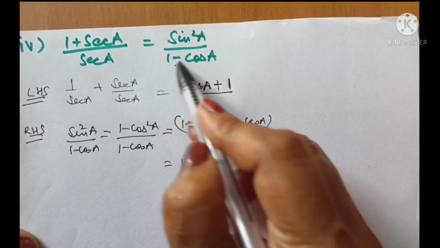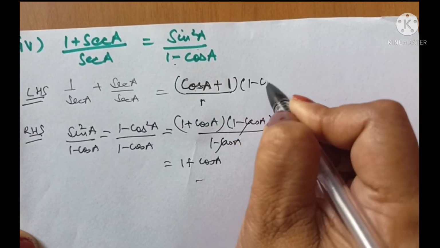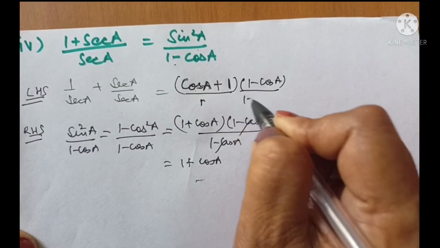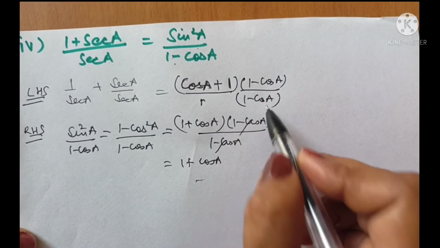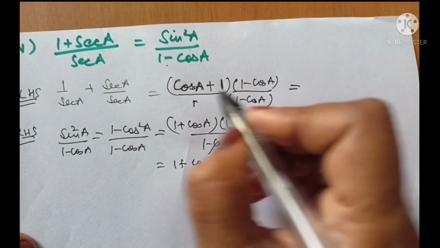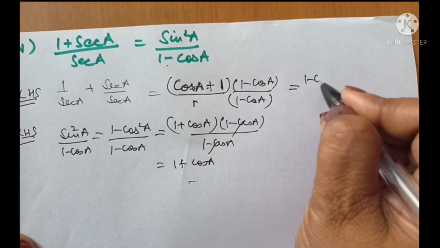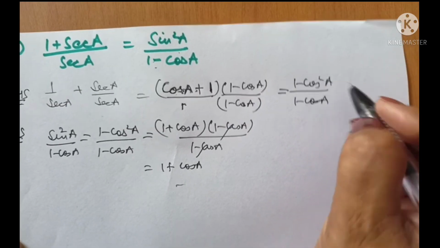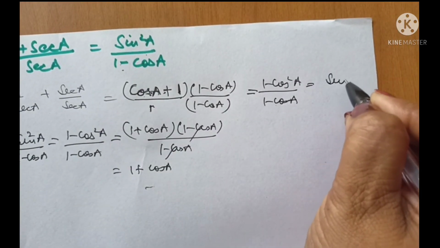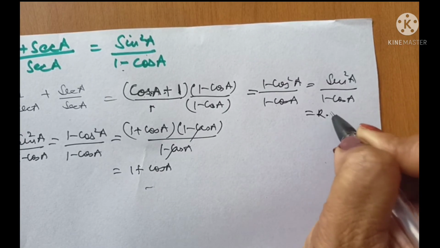But I need in the denominator 1 minus cos A. So what I do is I multiply both numerator and denominator with 1 minus cos A. So in the numerator what do you get? 1 plus cos A into 1 minus cos A. You get 1 minus cos square A upon 1 minus cos A. And what is 1 minus cos square A? It is equal to sin square A upon 1 minus cos A, which is equal to RHS.